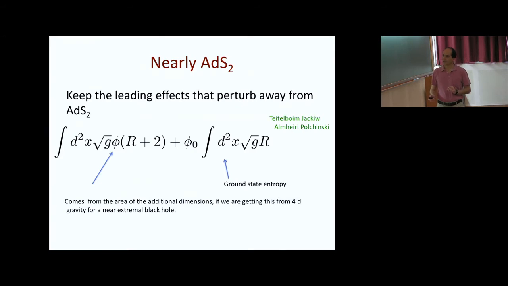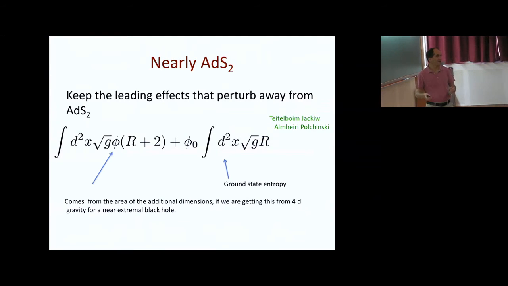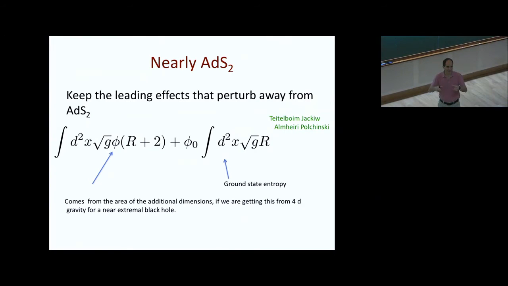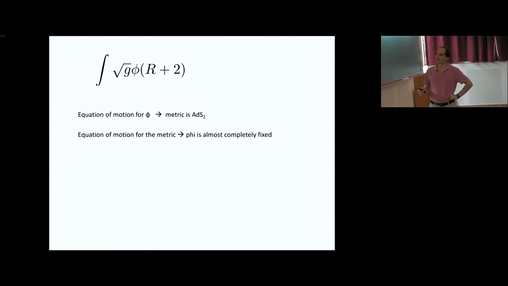If you are coming from higher dimensions, for example, from 4 dimensions to 2 dimensions, phi plus phi naught would be the total area of the sphere. So phi naught would be the extremal area, and phi would be the deviation from the extremal area. And you would get an effective action like this, so the area is multiplying the 2-dimensional curvature. So this is a very simple theory. If you vary with respect to phi, the equations of motion imply that the metric is exactly ADS2. Then the equations of motion for the metric almost completely fix phi. So there are no propagating fields in this story.